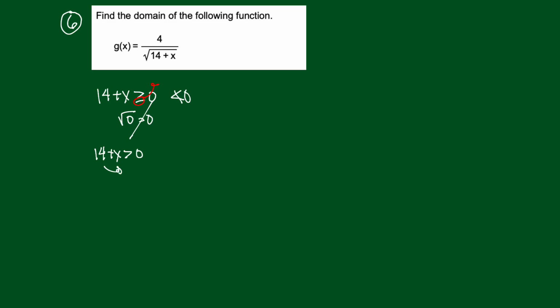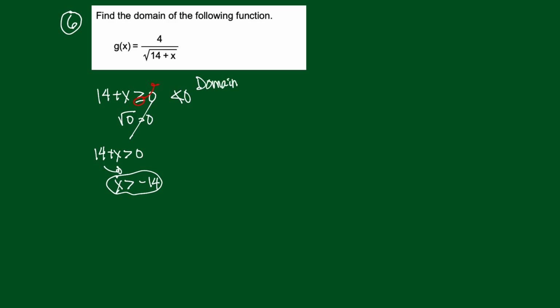And then if I subtract that 14, I'll get x is strictly greater than negative 14, right? Negative 14. I'm subtracting 14. So I could write it like this for the domain, or I think what they have in mind is this. I'll write it up here.